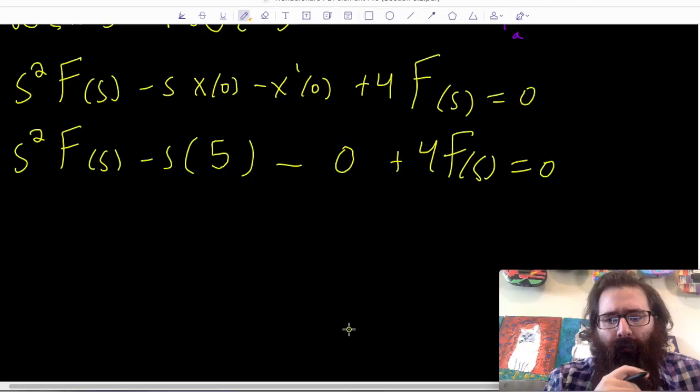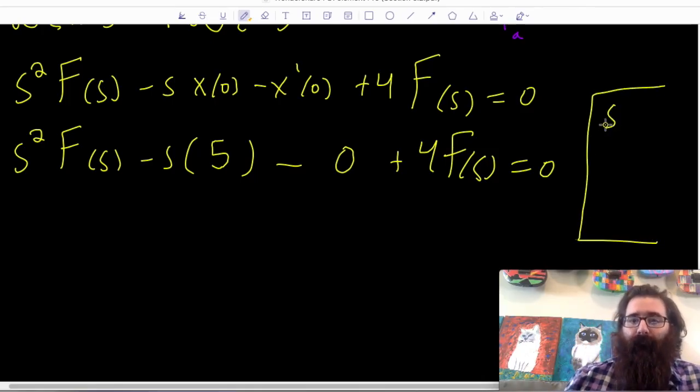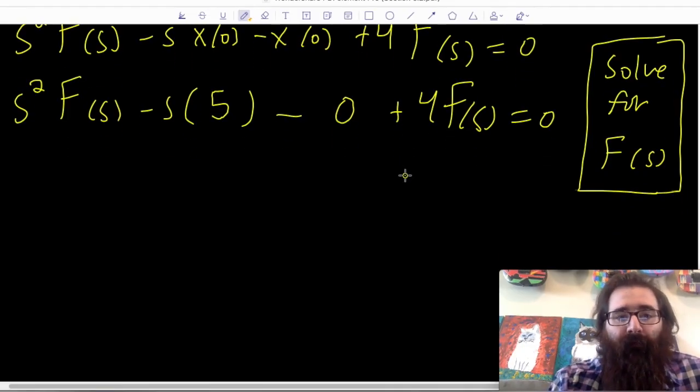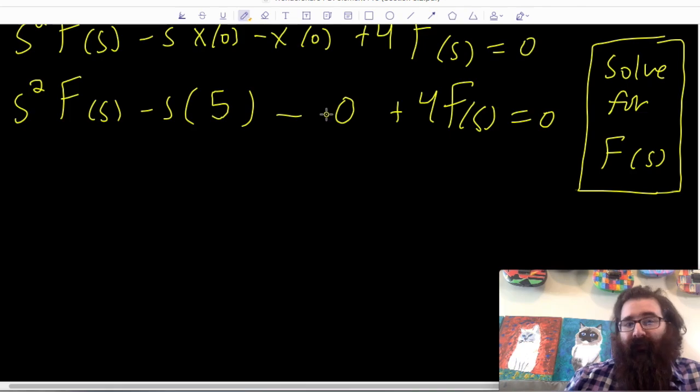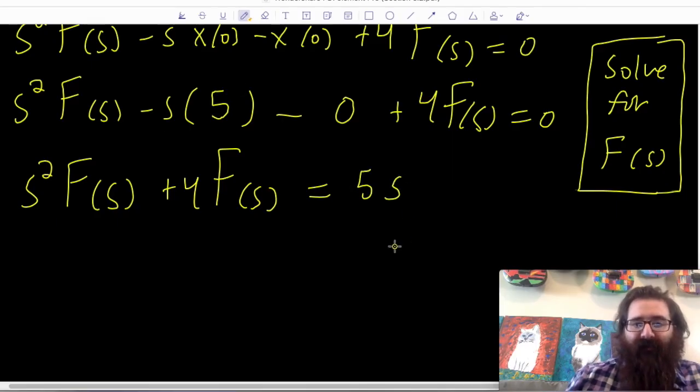Now what do I want to do from here? I want to clean this up, and I want to solve for big F at s. And you'll see why. This is going to tie directly into what we did last lecture. So I want to try to solve. So here, first of all, I don't need this minus 0. It's not doing anything. This negative s times 5, I want to add it to both sides. So I have s squared times big F at s, I'm going to keep it on the left. 4 times big F at s, I'm going to keep it on the left. Equals, if I add this over, I have 5s on the right-hand side now. And the 0 I don't even need.